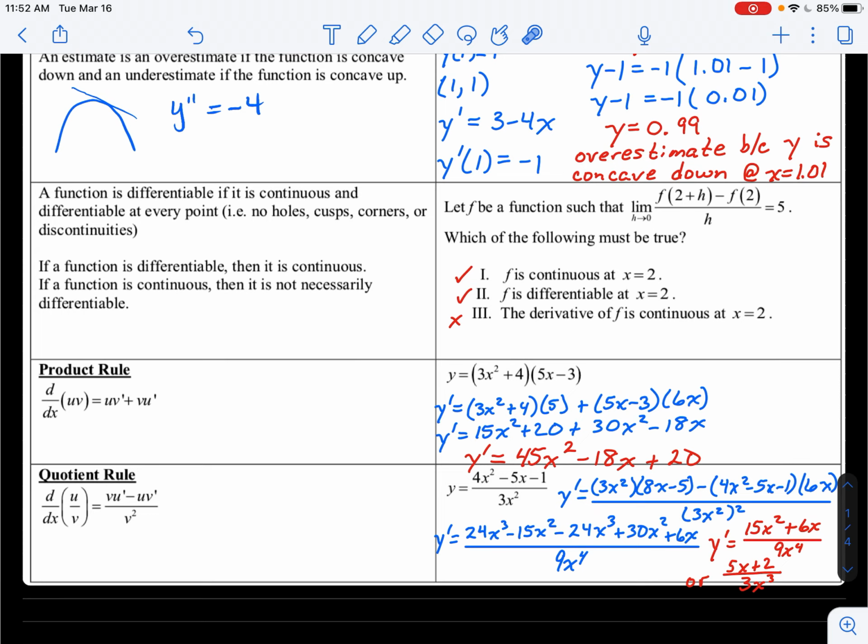A function is differentiable if it is continuous and differentiable at every point. We have no holes, cusps, corners, or discontinuities. If a function is differentiable, then it is continuous. If a function is continuous, then it's not necessarily differentiable.